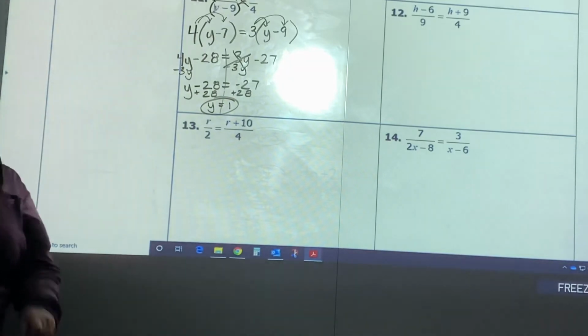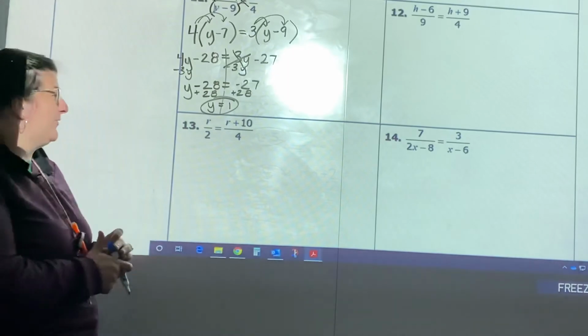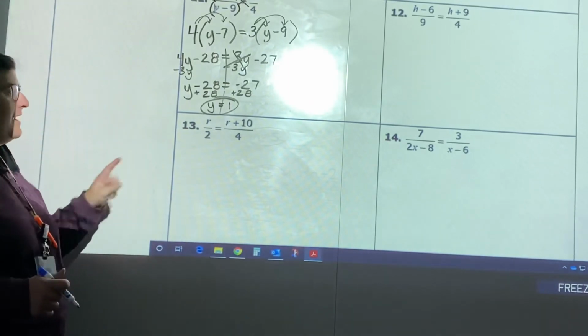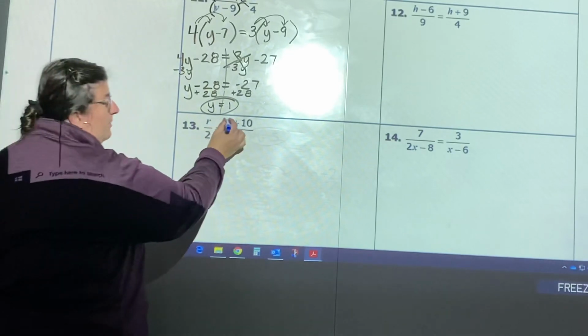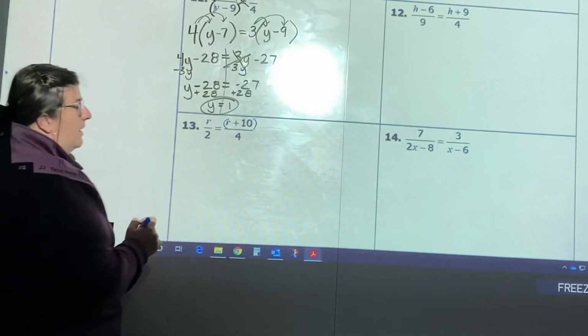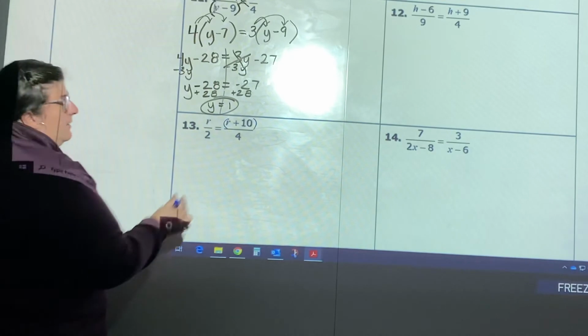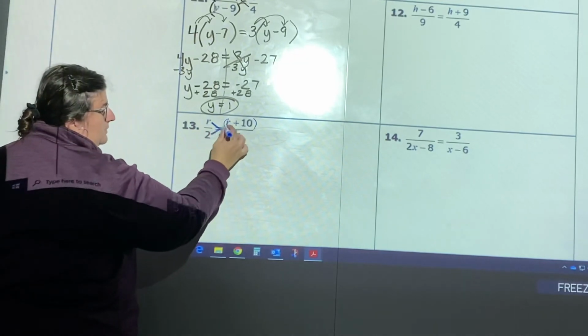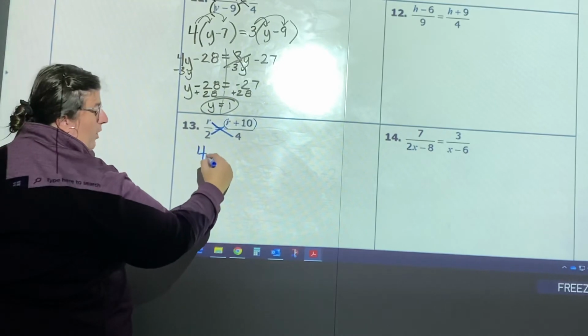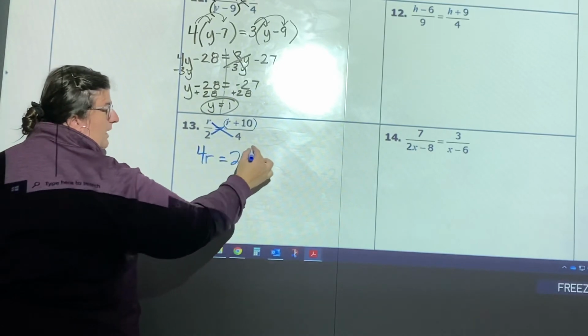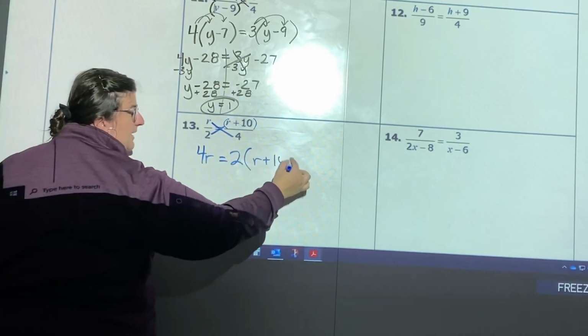All right, welcome back. We're almost done, so let's go through this. We're going to cross multiply. I see that I have 2 terms here, so I need to package them with parentheses. All right, now I'm going to cross multiply. So r times 4 and 2 times r plus 10. So r times 4 gives me 4r. 2 times the quantity r plus 10.